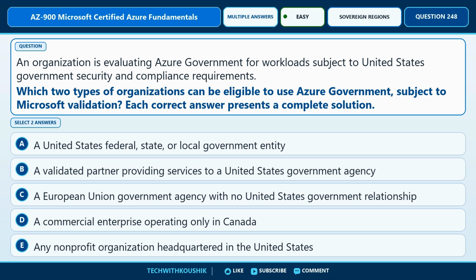Focus on what separates these choices. Now examine choice A. A United States federal, state, or local government entity. Now examine choice B. A validated partner providing services to a United States government agency. Now examine choice C. A European Union government agency with no United States government relationship. Now examine choice D. A commercial enterprise operating only in Canada. Now examine choice E. Any non-profit organization headquartered in the United States.